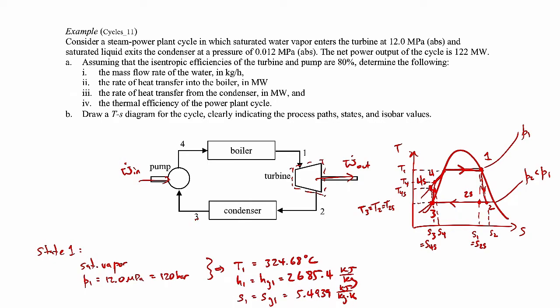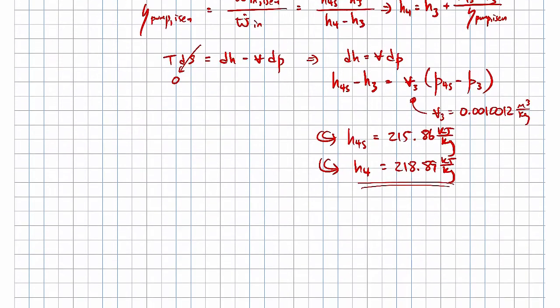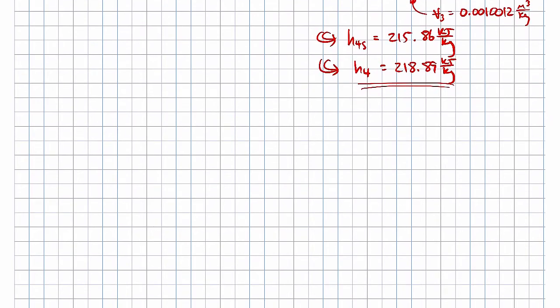So what we can do for that is, if you look at the problem statement, we're given the net power output of the cycle. So that means that we're given the W dot out minus the W dot in. So let me write that down. W dot out net is W dot out minus W dot in. And we're given that that value is, let me just go back to look at the number. The number is 122 megawatts, right?